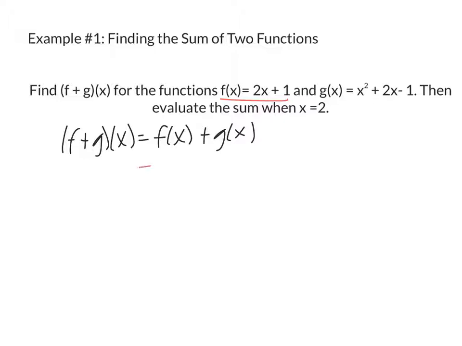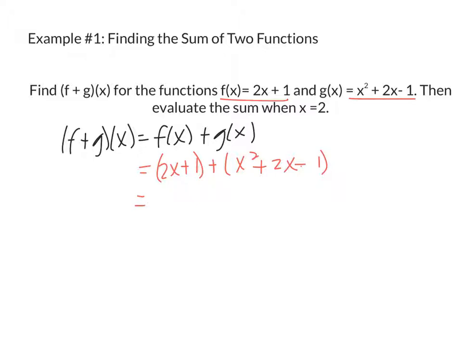F of x is here, so we have 2x plus 1, and we should technically use parentheses, plus the g of x, which is here, which is x squared plus 2x minus 1. Now this works for us because it's addition. In addition, you really don't need parentheses, but it's good practice because when we start using subtraction, you'll have to distribute the negative. Either way, you should put it in standard form, which means highest power to lowest power.